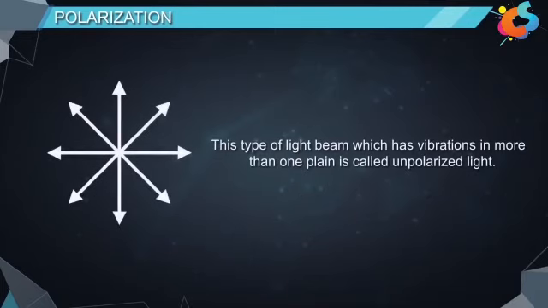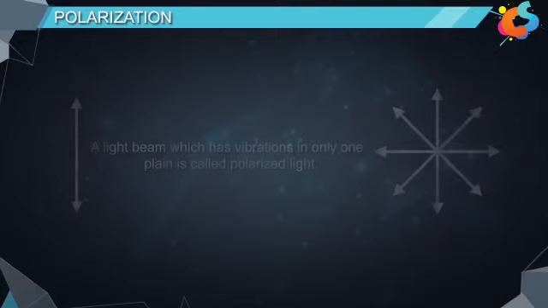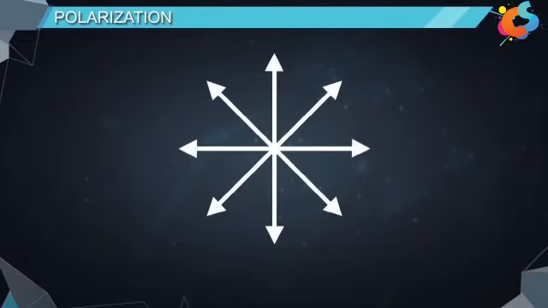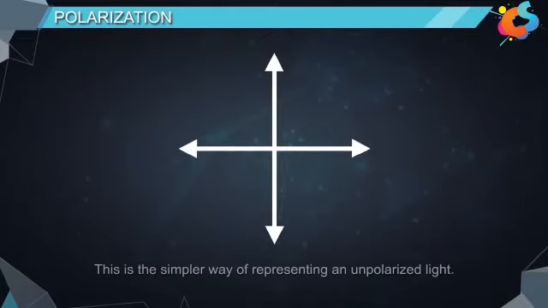This type of light beam which has vibrations in more than one plane is called unpolarized light. Similarly, a light beam which has vibrations in only one plane is called polarized light. The electric field vectors in the unpolarized light can be resolved into vertical and horizontal components. Now, this is the simpler way of representing an unpolarized light.